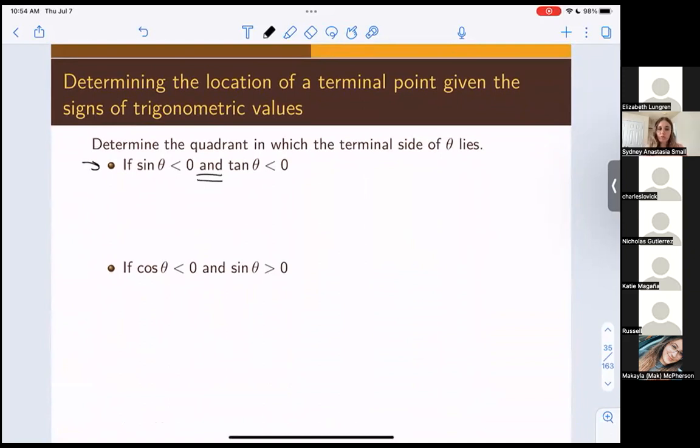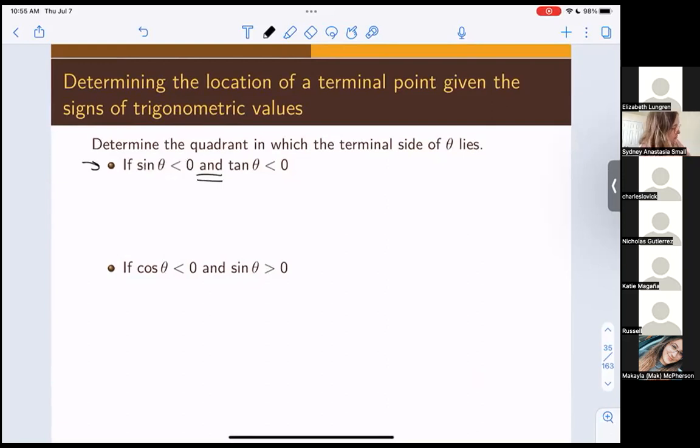So how I like to approach these is I like to just focus on one thing at a time. So I say, okay, what if we just know the sine is negative? What quadrant could it be in? And then, okay, what if we just know that the tangent is negative? What quadrant could it lie in?